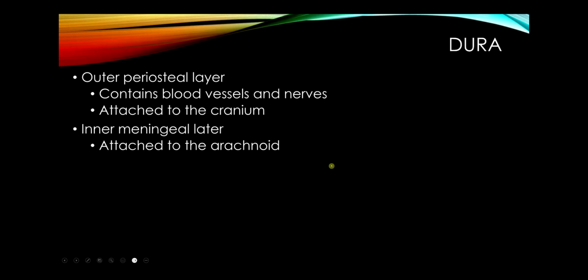Right, so we've talked about the pia layer, the arachnoid, and then we have the dural layer, which is the strongest layer. It has two layers, an outer periosteal and an inner meningeal layer. Importantly, the outer periosteal layer has the blood vessels and nerves.